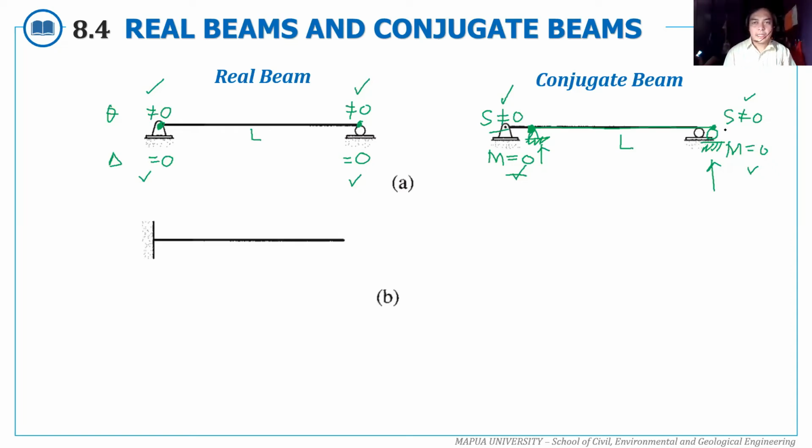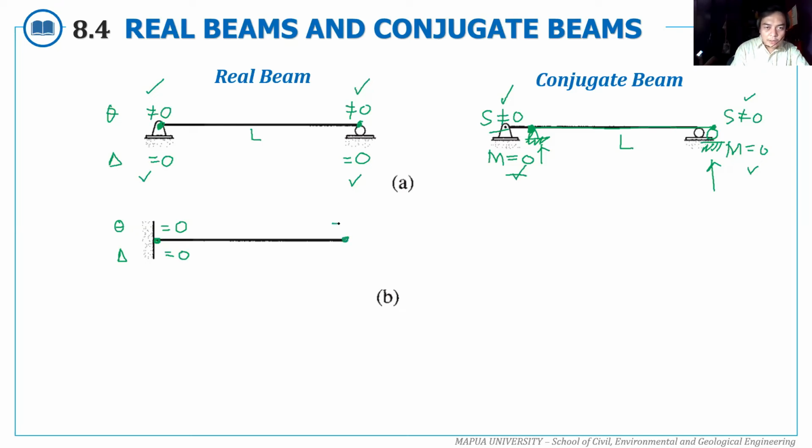Okay. Next. What about for a cantilever beam? Okay, cantilever beam. Ito yung real beam, cantilever beam. So slope, deflection. Okay, at this joint, what is its slope? Diba ang slope doon is equal to 0? Diba? Pagka fixed support. Okay, what is its deflection at this point? Diba pagka fixed support, the deflection is also equal to 0? Tama? Okay. Now, what about on the far end, sa dulo, sa kanan?